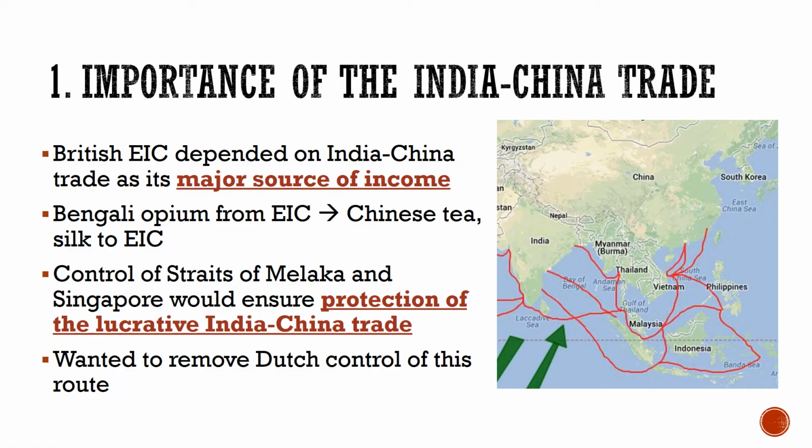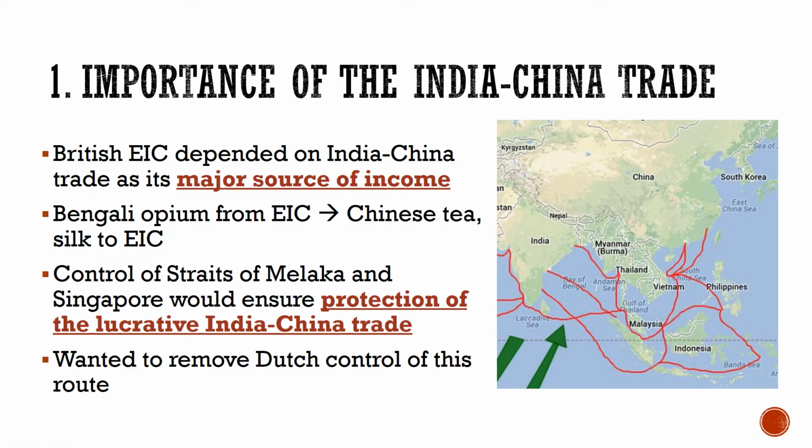All right, so the first point, please write down or fill in the blanks in red. The British EIC depended on the India-China trade because it was the major source of income. Like what I said just now, India had a lot of goods that were profitable, China as well. So because of this, they wanted to be part of the trade and earn more money. That's what the first point means.